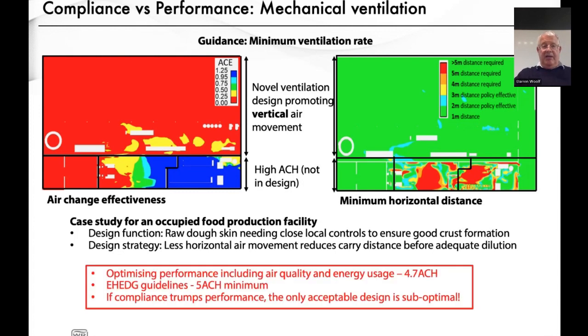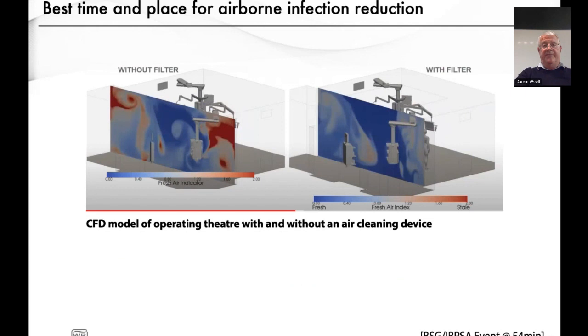So within this design, optimizing the performance included air quality and energy usage and gave us 4.7 air changes. The hygiene guidelines asked for 5 air changes, so the minimum. So if compliance trumps performance, the only acceptable design is actually suboptimal. Quite often I look to promote performance-led design because you end up with better solutions, but we need to understand how that fits within our compliance metrics.